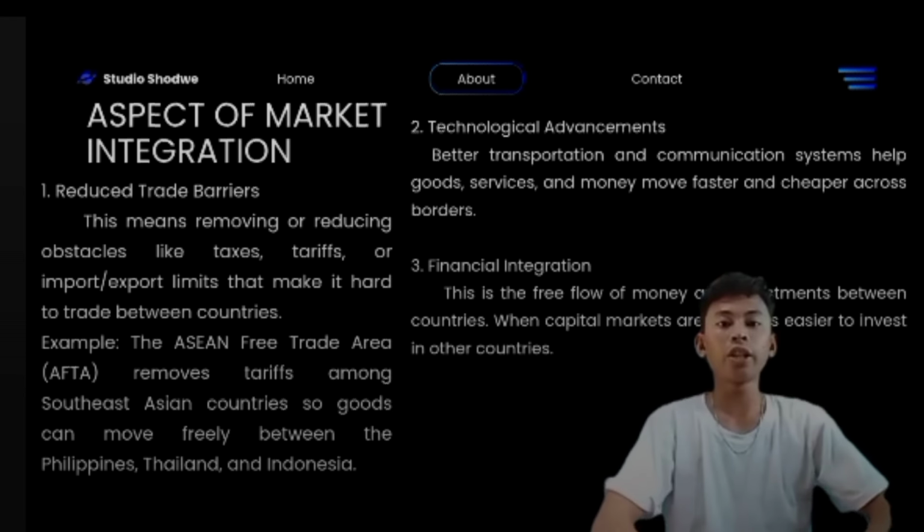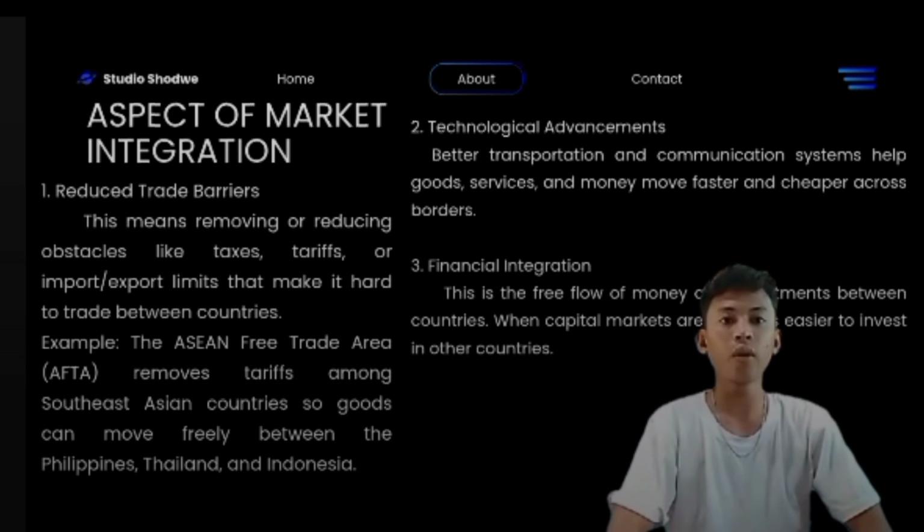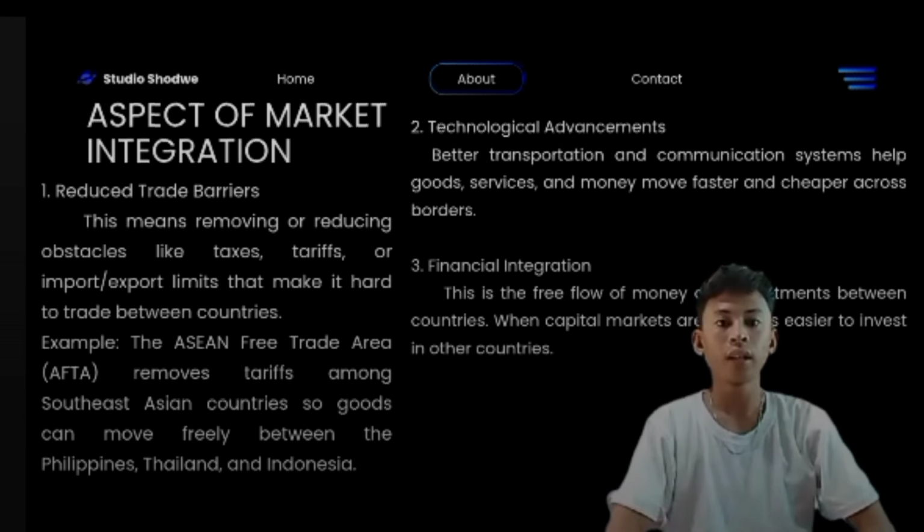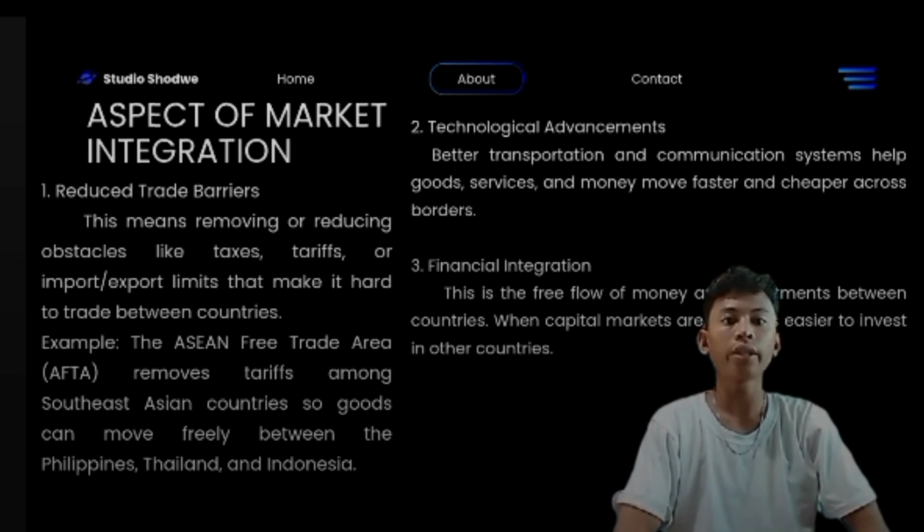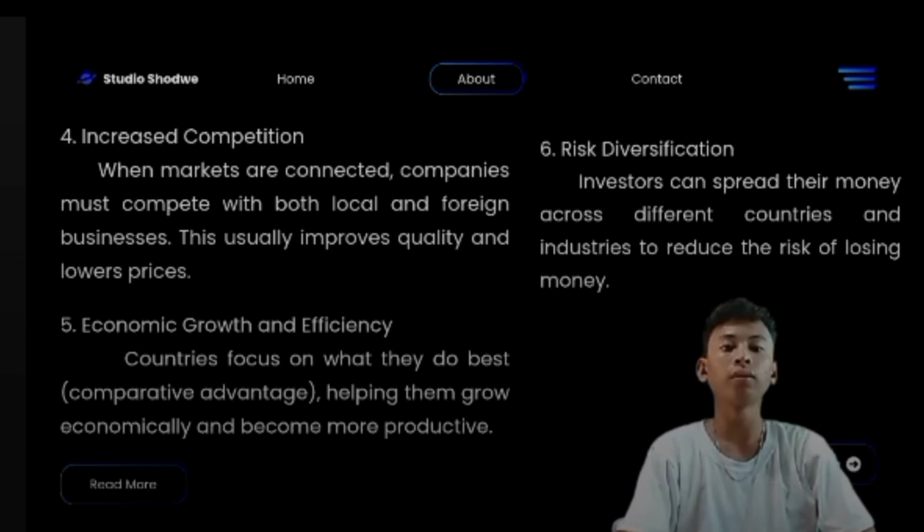Third, financial integration. This is the free flow of money and investment between countries when capital markets are open to invest in other countries. Example, a company in the Philippines may receive investment from the US and Japan, helping its growth.